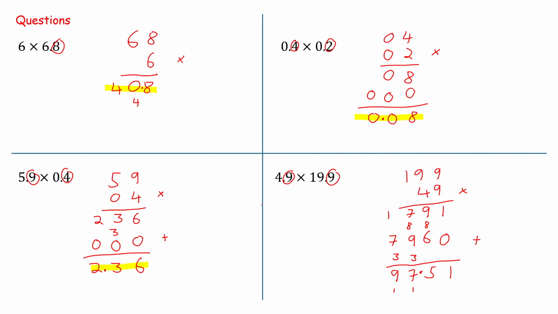Let's give that a check. 4.9 times 19.9, 97.51 looks pretty good to me. So there we go. There is your last answer.